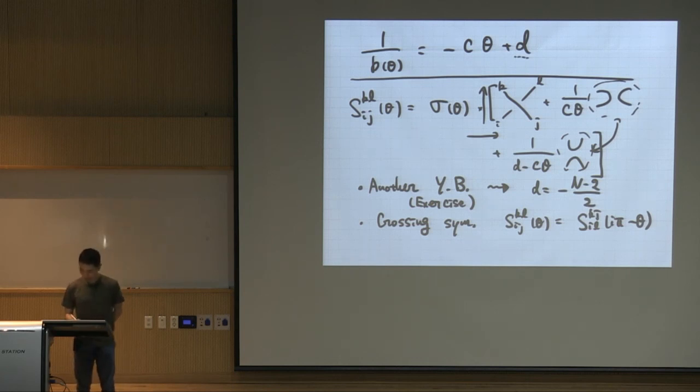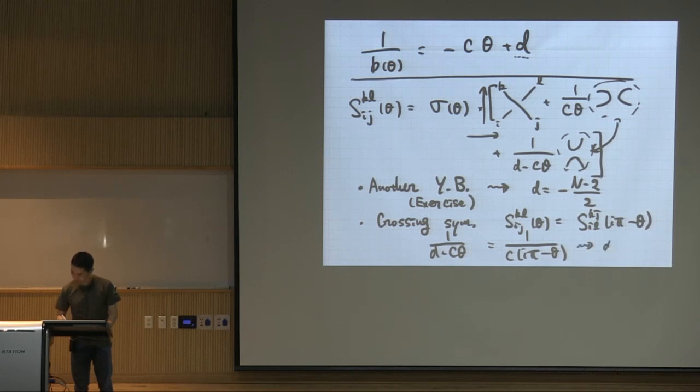And because of that, if you look at this crossing equation, then you get the constraint like this: d minus c theta, this is the left-hand side, equals c times i pi minus theta, right? And this basically determines d, c. Well, we already determined d, so we determine c. c is essentially d over i pi. Or in other words, d is i pi times c.